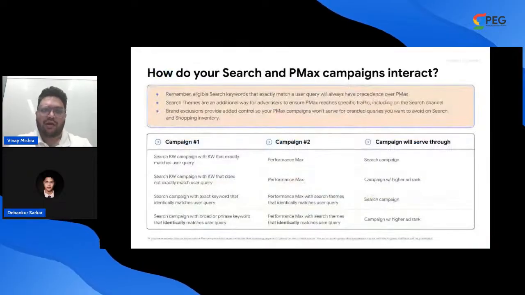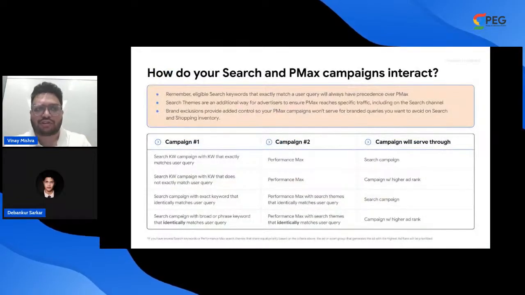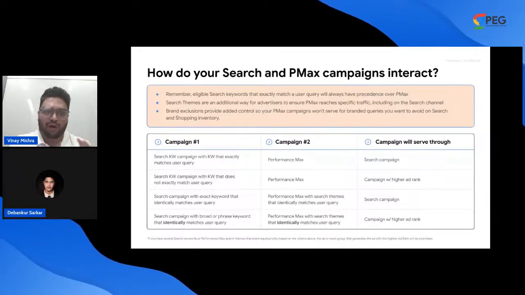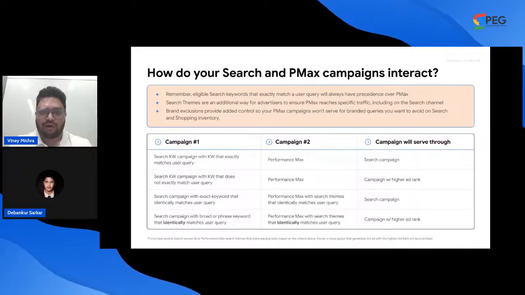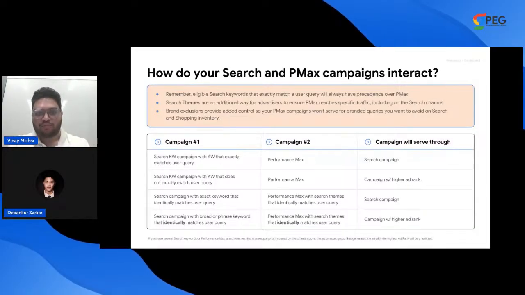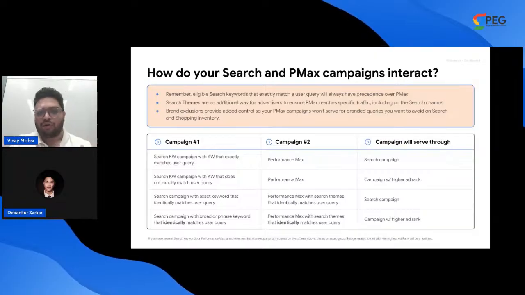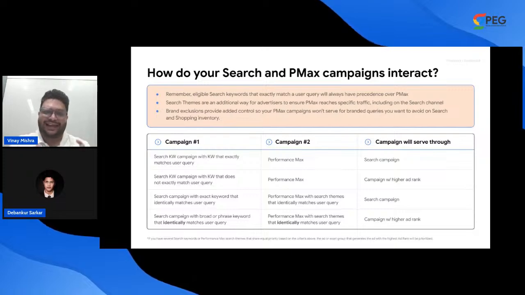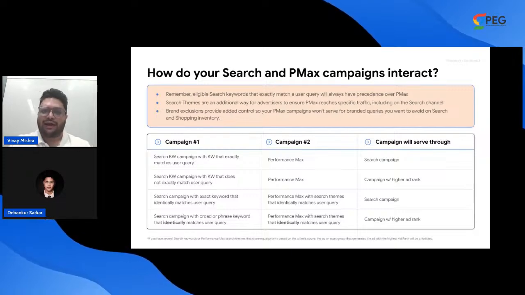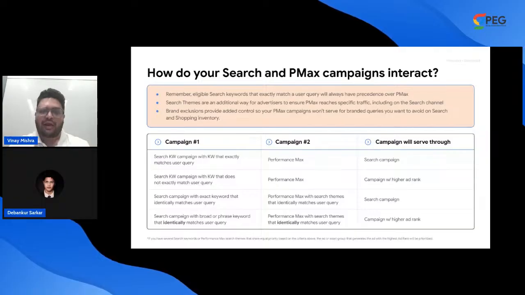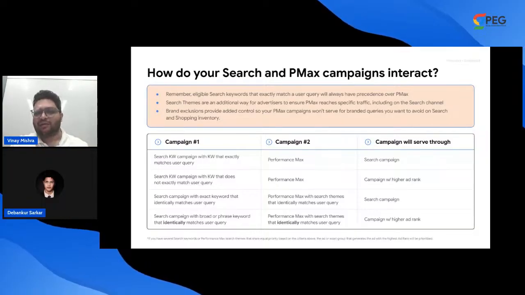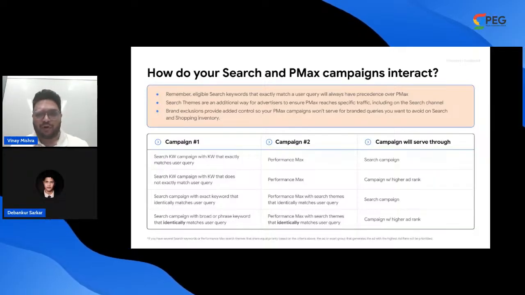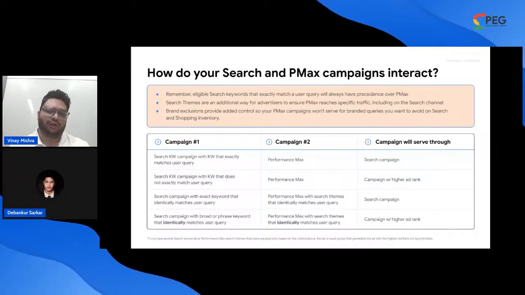Now let's quickly talk about how search and Performance Max campaigns interact with each other, right? Here you have multiple use case scenarios shown on your screen. As you can see, the first option is talking about a search keyword. Let's say you have a search keyword campaign with a keyword that exactly matches the user query, and you also have a Performance Max campaign. Because this keyword exactly matches the user query, in this case the search campaign will be the one serving through the auction.